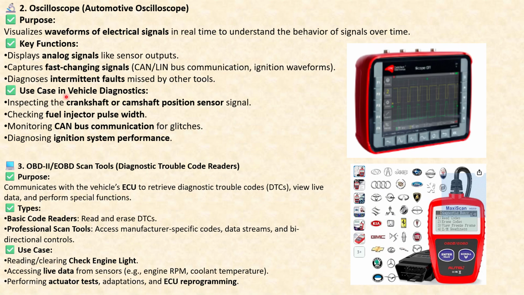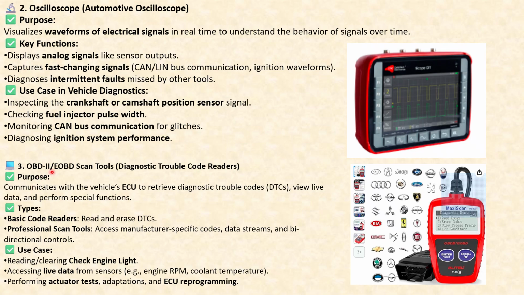Now, coming to use cases in vehicle diagnostics: inspecting the crankshaft or camshaft position sensor signal, checking the injector pulse width, monitoring CAN bus communication for glitches, and diagnosing ignition system performance. So these are the various scenarios in which the oscilloscope's application becomes important.